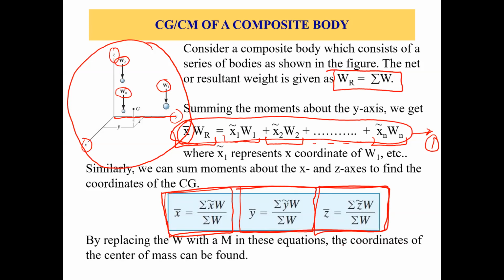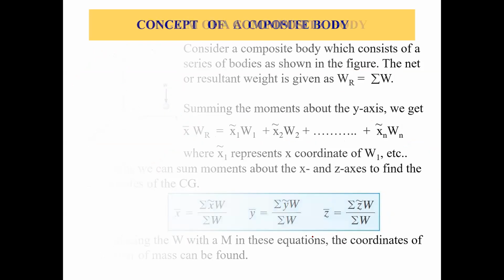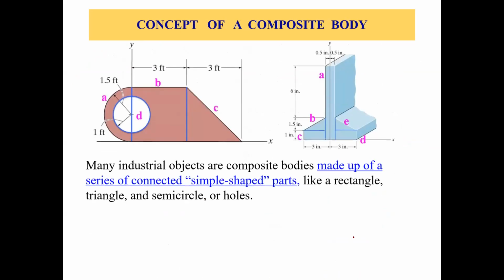Okay. Now by replacing the W with an M in these equations, the coordinates of the center of mass can be found. So we already discussed that we can use these same equations of x bar, y bar, and z bar in terms of center of gravity when we talk about the weight of individual components, and center of mass once we replace this W with mass. All right. So let's move forward and look at these two examples, right?